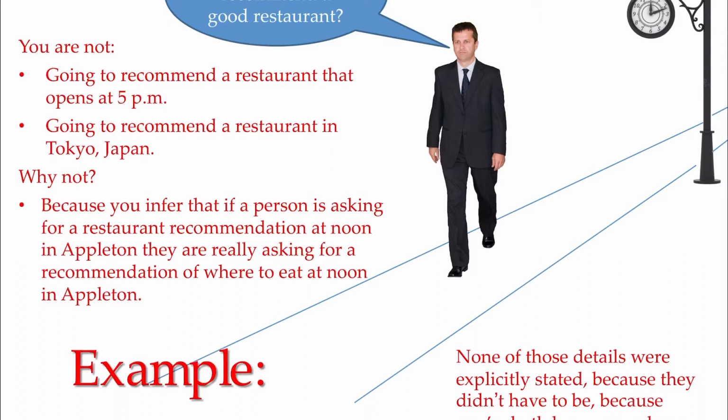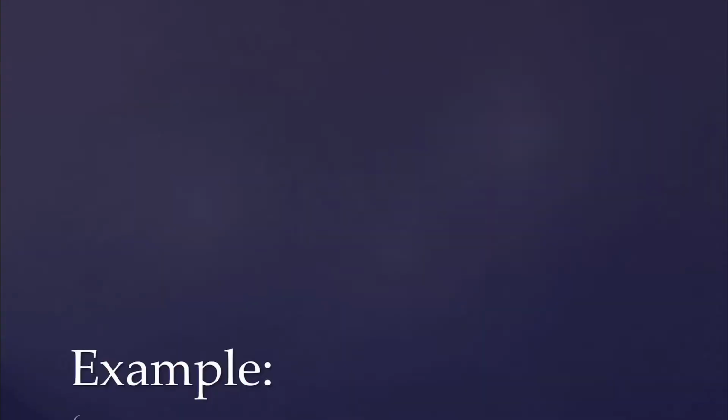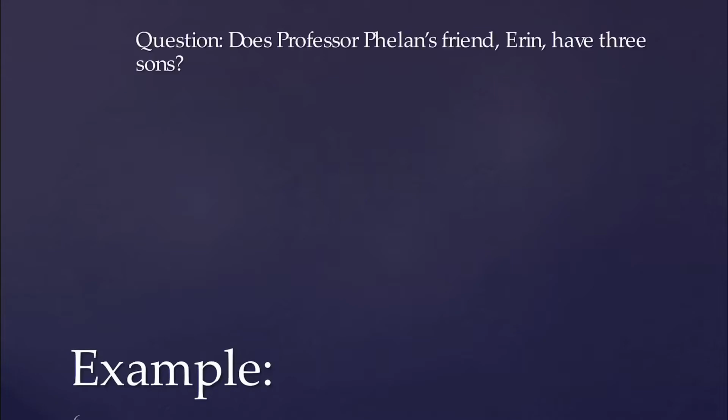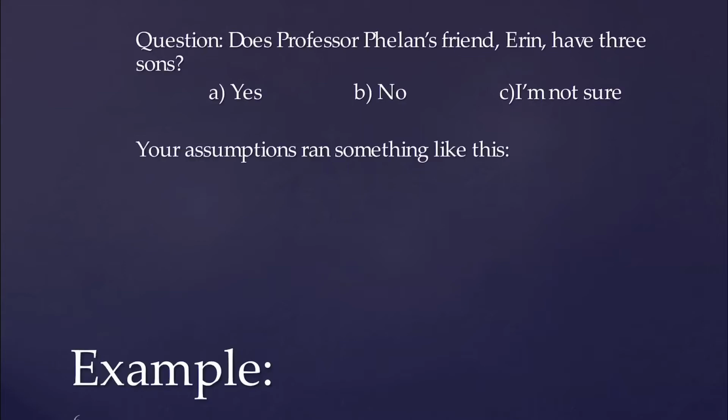Here's another example of efficient information exchange in a natural language. Here's a fact. My friend Aaron has 2 sons. Okay, now I'm going to ask you this question, and answer it yourself in your head. Does Professor Phelan's friend, Aaron, have 3 sons? Here are your answers. Yes, no, or you're not sure. Think how you would answer this. I suspect many of you said, no, Professor Phelan's friend, Aaron, does not have 3 sons.